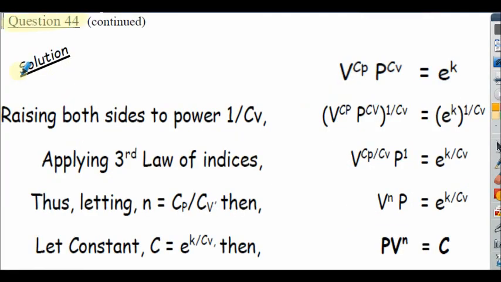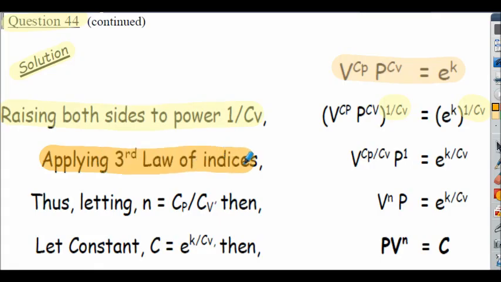Question 44, solution continued. Line repeated from the previous slide. We now raise both sides to the power of 1 divided by Cv, down here and here. We then apply the third law of indices to the left and right hand side of the equation. So we end up with v to the power of Cp divided by Cv and p to the power of 1. Think of applying the third law here: for the v base you're multiplying Cp by 1 upon Cv, and for the p base you're multiplying Cv by 1 upon Cv, so it cancels to 1. And on the right hand side we get e to the power of k divided by Cv.